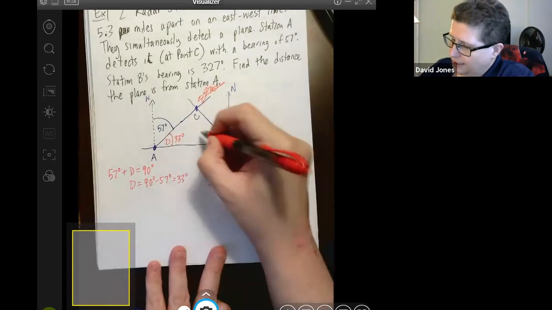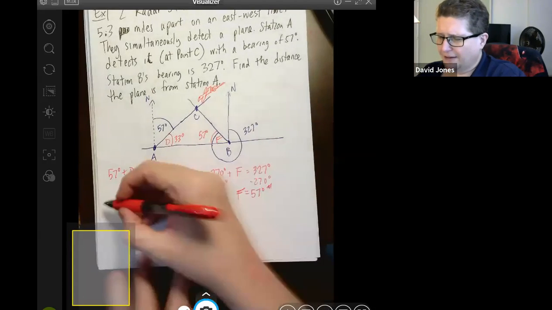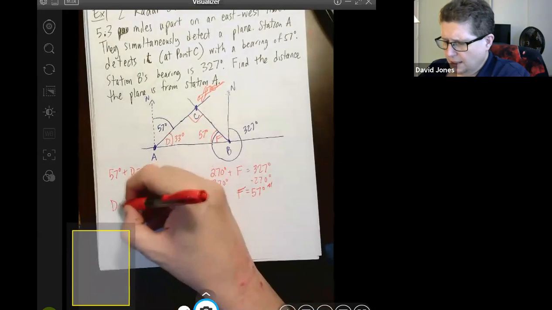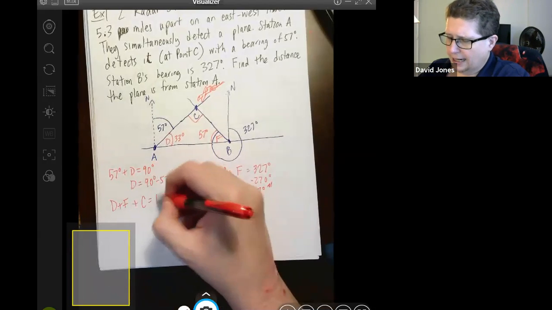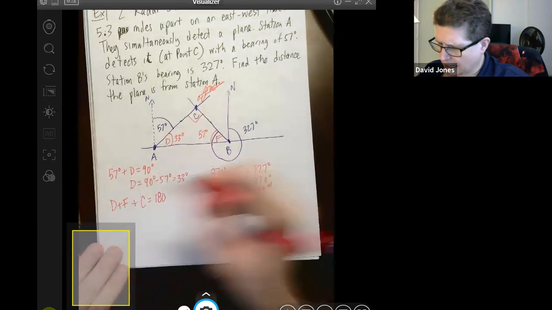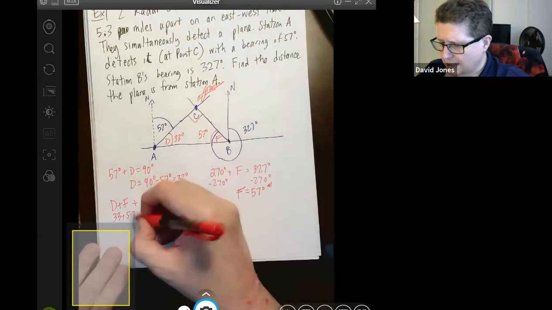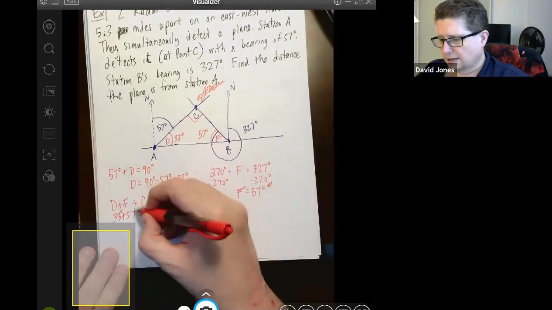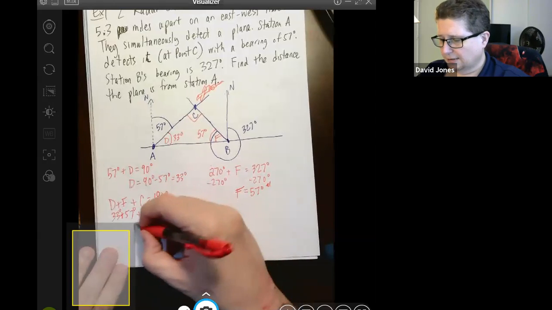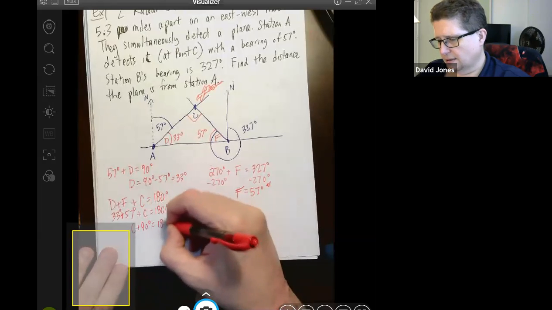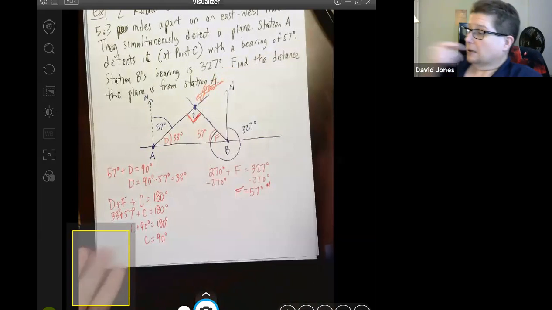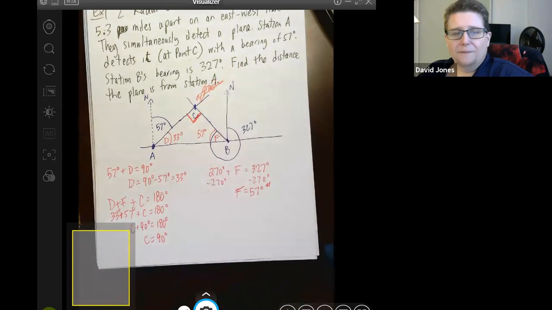So that's 57 degrees. What do D and F add up to? So what's angle C? D plus F plus C equals 180. We've got 33 plus 57 plus C equals 180. 33 plus 57 is 90. So C equals 90 degrees. This is a right triangle, which means we can use the tools we have. If it wasn't a right triangle, we'd have to wait till like chapter 7 or 8.